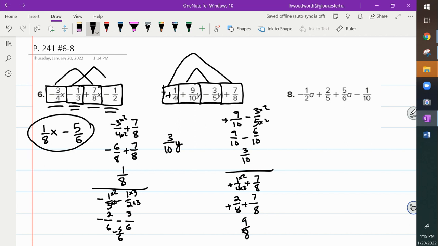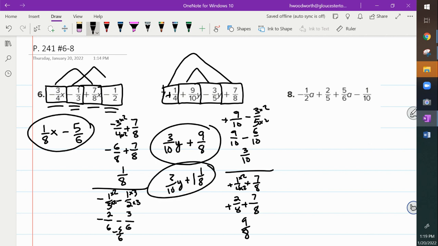Some of you asked me about, do I leave it 9/8? Sure. As we get further into algebra, improper fractions are actually easier to deal with. You could have put 3/10 y plus 1 and 1/8. That's the same thing as well. Or you can flip-flop those and change the order. Okay, but I got to move on.